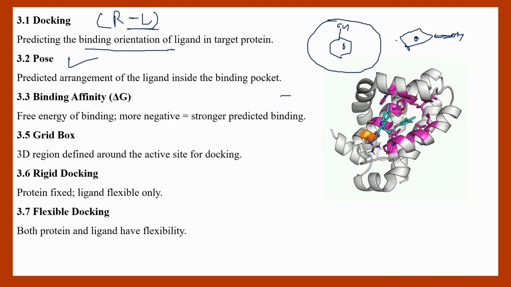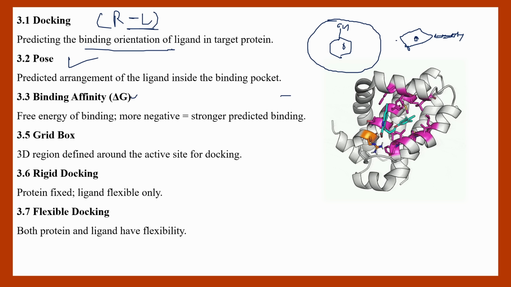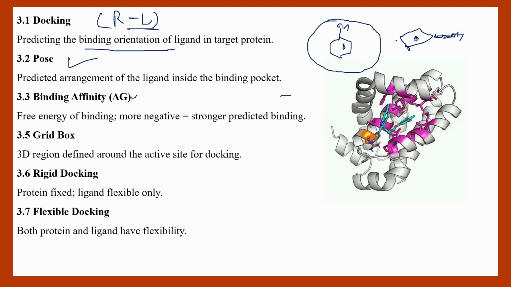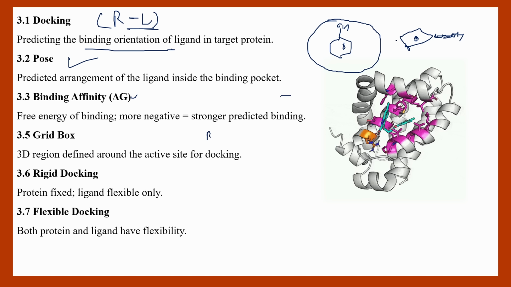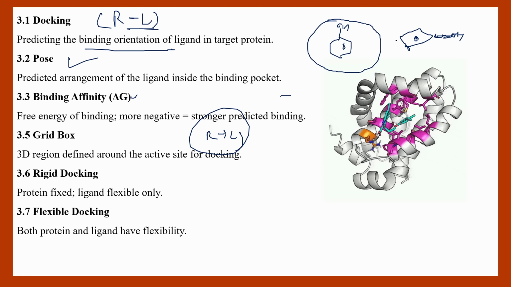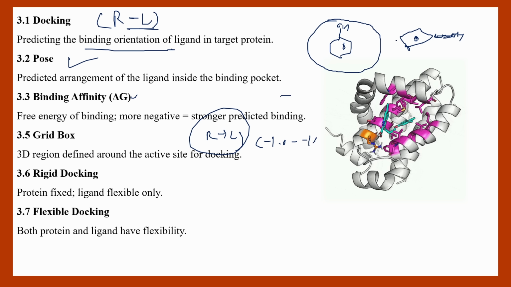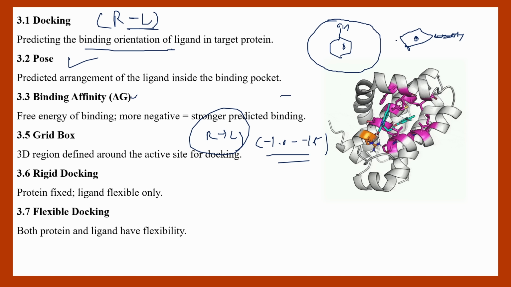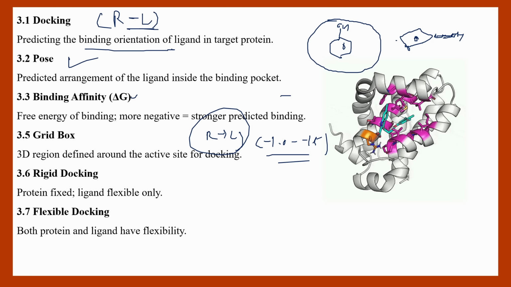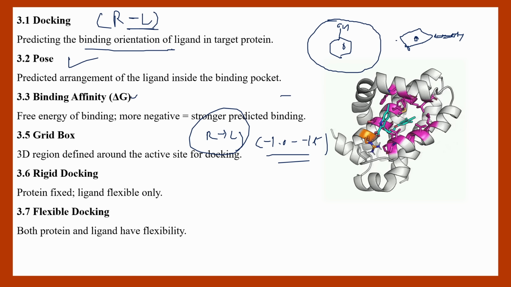Then the binding affinity, which I have told you earlier, is the strength of interaction, the amount of interaction between the receptor and the ligand molecule. It may be from -1 to -15. That is the binding affinity: how strong the bond formation is between the receptor and the ligand molecule.